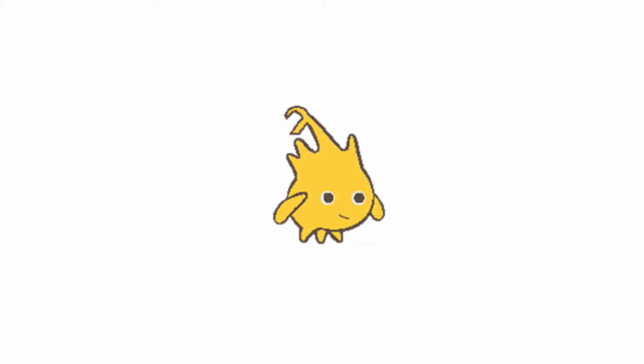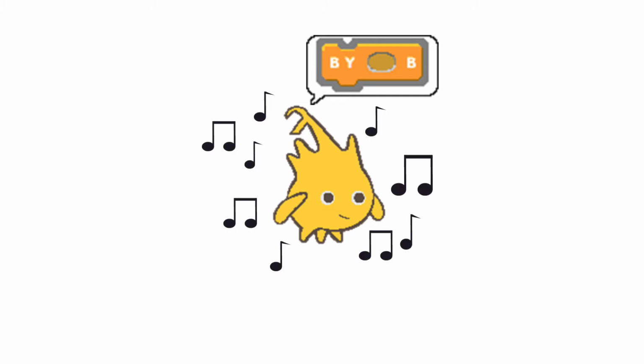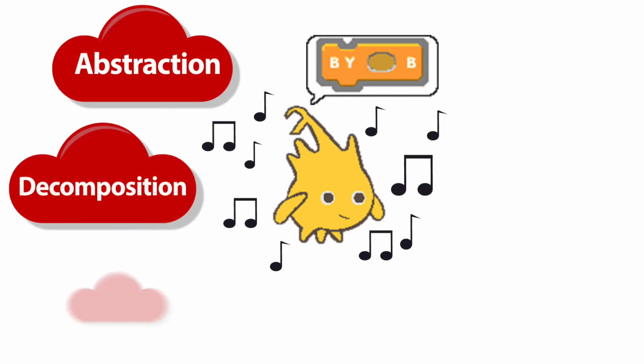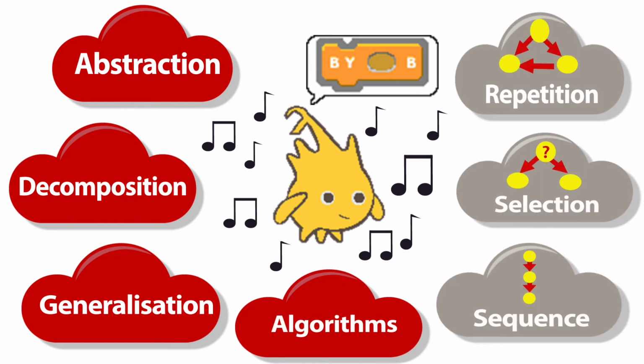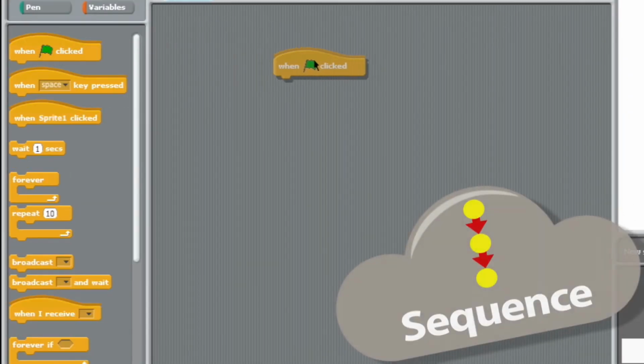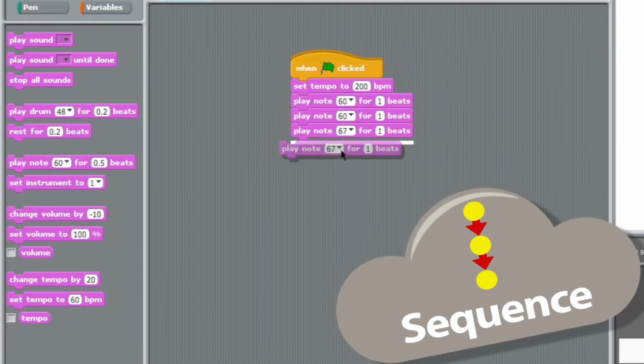The session then goes on to explore just how this can be done by using BYOB, build your own blocks, to make some music, while unpacking the four key computational thinking concepts and the three key programming constructs that lay at the heart of successful programming. It begins with the challenge of creating music using simple sequencing, where we use blocks to create the script to play a whole line of music.